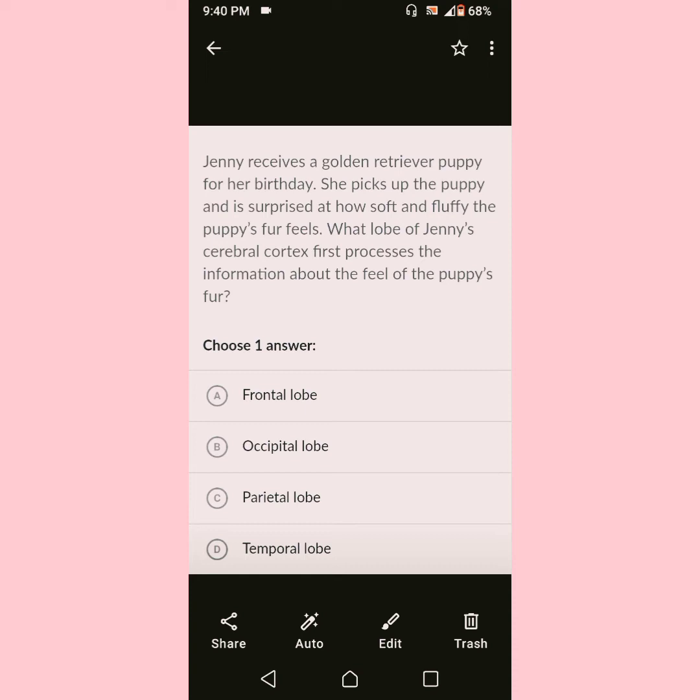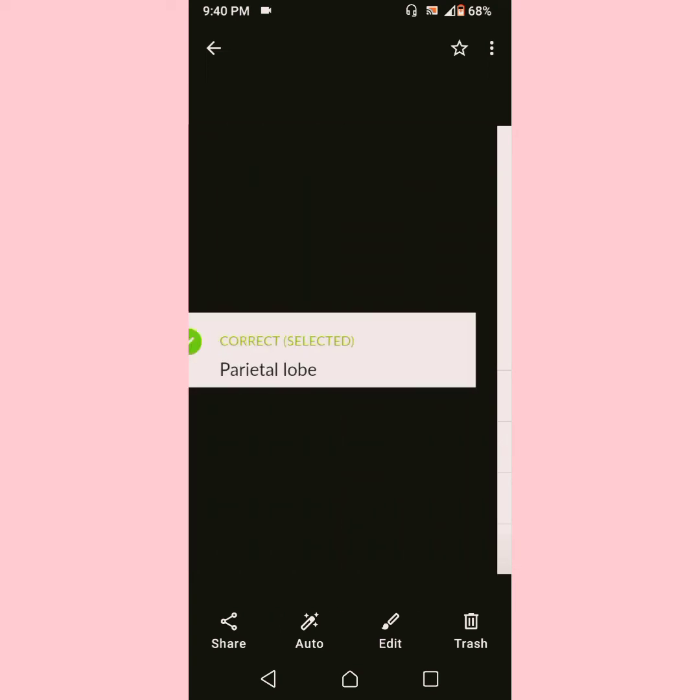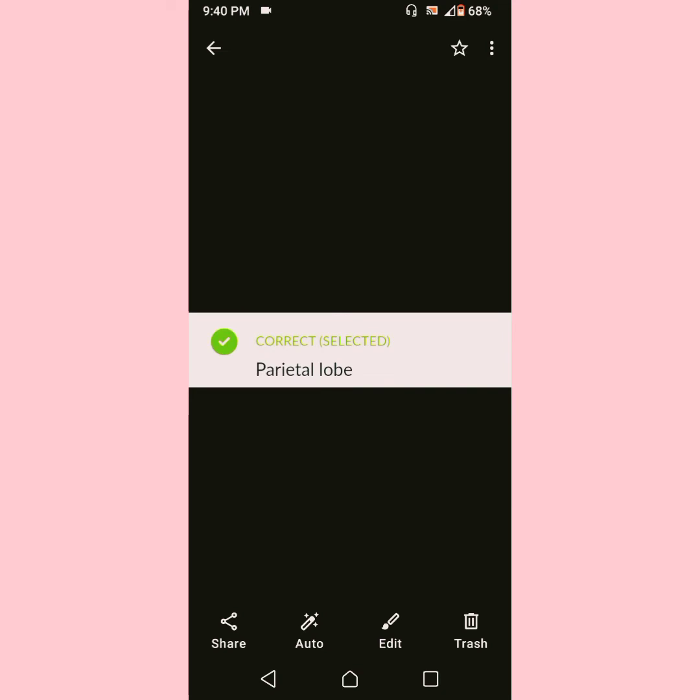Next MCQ is Jenny receives a golden retriever puppy for her birthday. She picks up the puppy and is surprised at how soft and fluffy his fur feels. What lobe of Jenny's cerebral cortex first processed the information about the feel of puppy's fur? Option A frontal lobe, option B occipital lobe, option C parietal lobe, option D temporal lobe. The correct answer is parietal lobe.